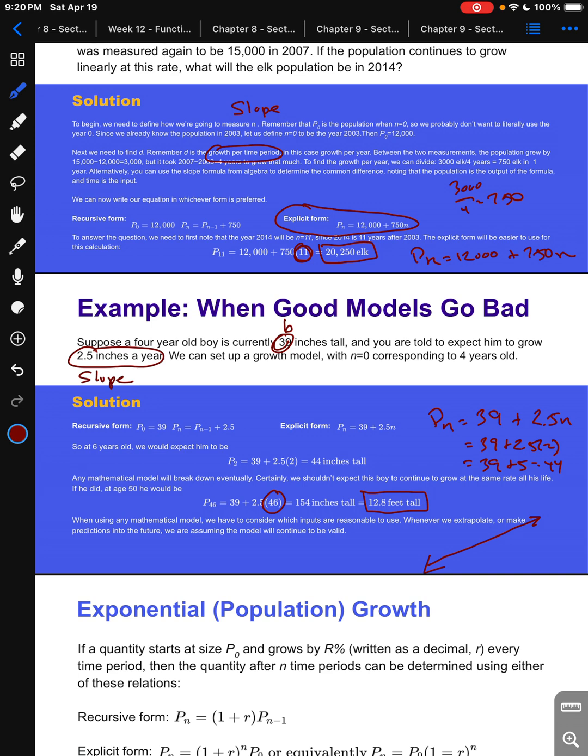When using a mathematical model, we have to consider which inputs are reasonable. So reasonable or common sense. Whenever we extrapolate or make predictions into the future, we are assuming the model will continue to be valid. So in terms of growth, the model is not valid past a certain point.